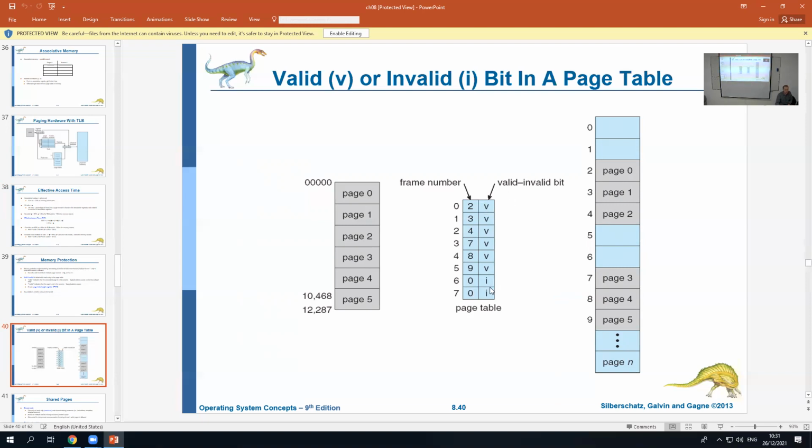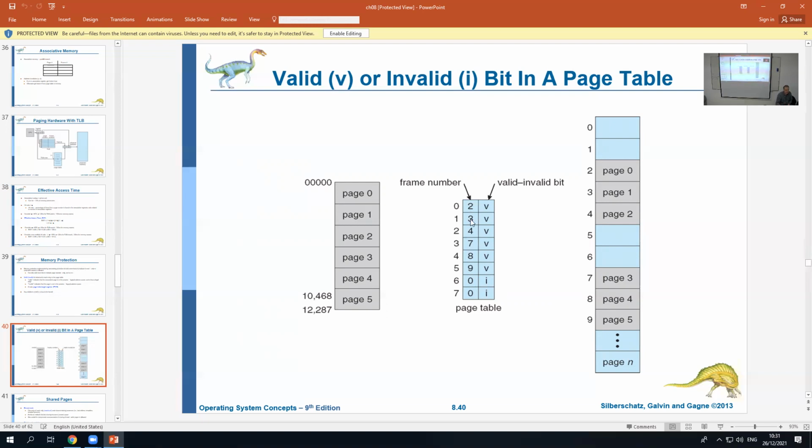It's really not a V or an I. It's really a 1 or a 0. Valid is 1 and invalid is 0. But you can think of it either way. V is valid and I is invalid. So this is saying that frame number 2 is valid. If he wants to go to page 0, 1, 2, 3, 4, 5, that's in his logical address space. And here's the page table, but places 6 and 7 are unassigned. Everyone sees that in the picture? They're unassigned, and therefore they're marked as invalid.